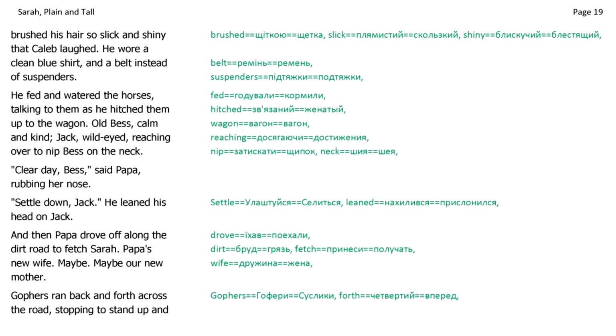He fed and watered the horses, talking to them as he hitched them to the wagon. Old Bess, calm and kind. Jack, wild-eyed, reaching over to nip Bess on the neck. "Clear day, Bess," said Papa, rubbing his nose. "Settle down, Jack." He leaned his head on Jack. And then Papa drove off along the dirt road to fetch Sara, Papa's new wife. Maybe our new mother.